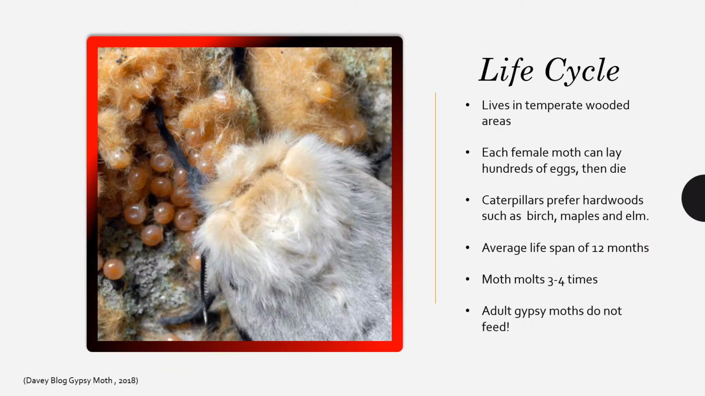These are just some cool facts about the Asian gypsy moth's life cycle. They tend to live in temperate wooded areas. Each female moth can lay hundreds of eggs and then die. They are known to feed on more than 500 species of trees and shrubs, but they prefer hardwoods such as birch, maple, and elm. The Asian gypsy moth has an average lifespan of 12 months, and the adult moths molt 3 to 4 times. And they also do not feed.